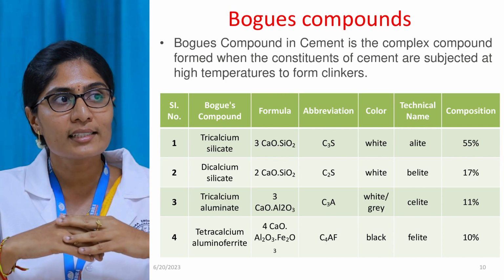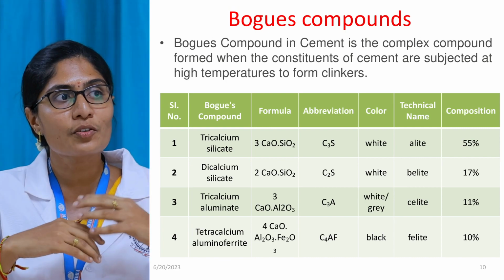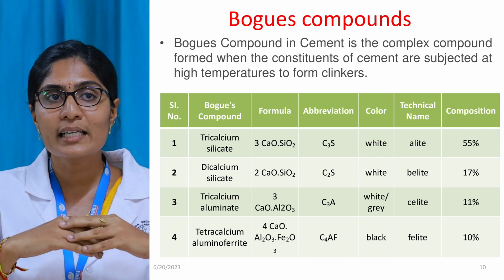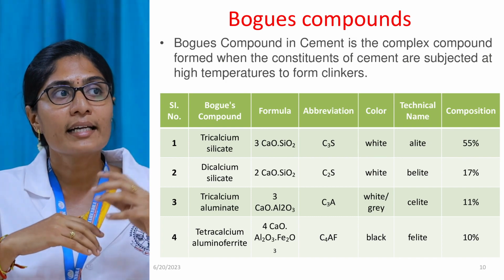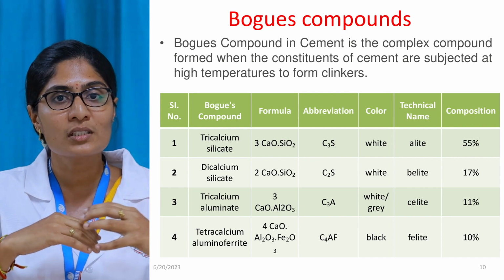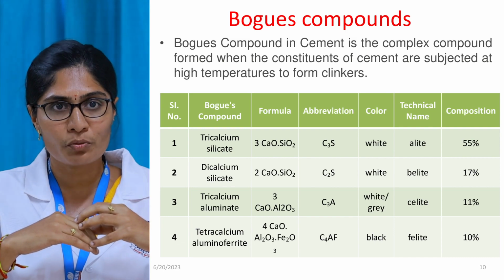The ingredients are tricalcium silicate, dicalcium silicate, tricalcium aluminate and tetracalcium aluminoferrite. They are technically termed as alite, belite, celite and felite. Here tricalcium silicate constitutes 55% and is responsible for the initial strength development of the cement.